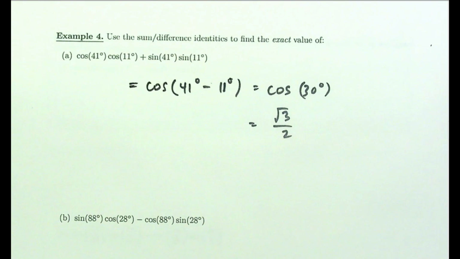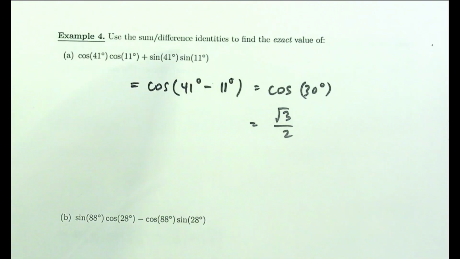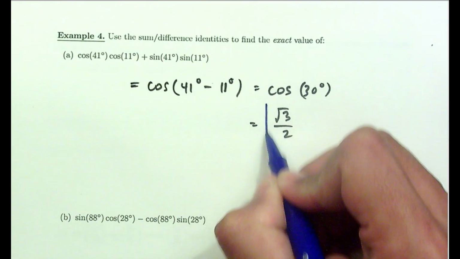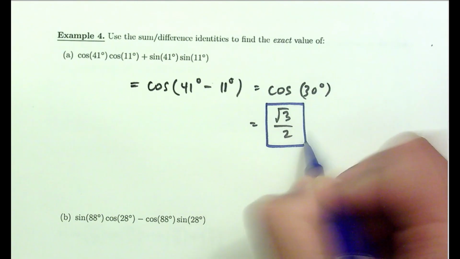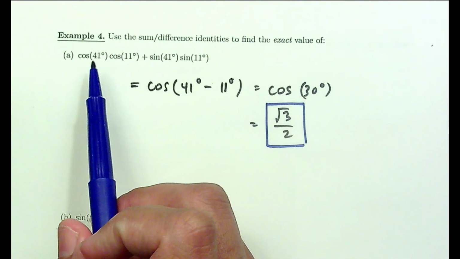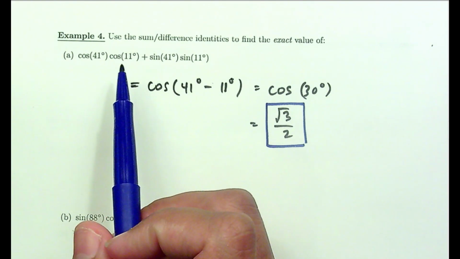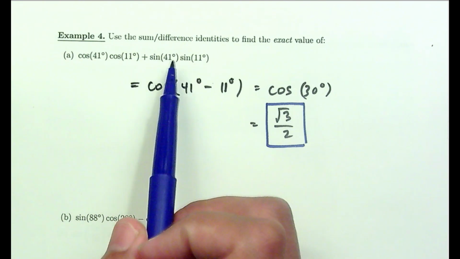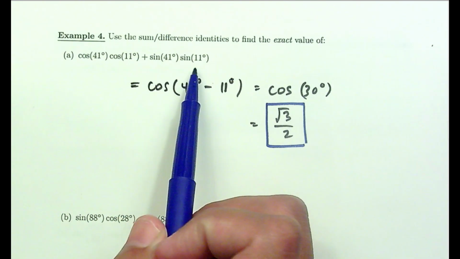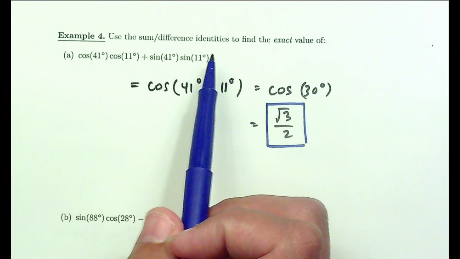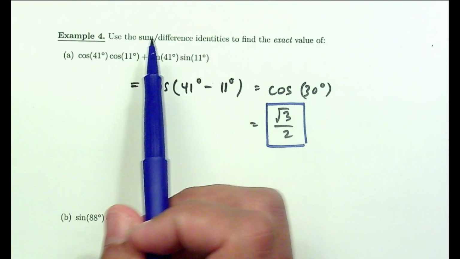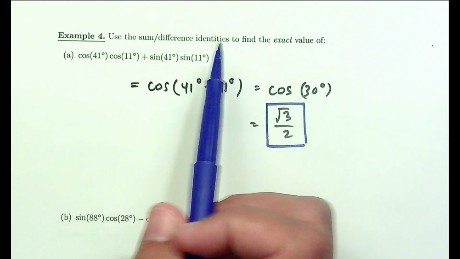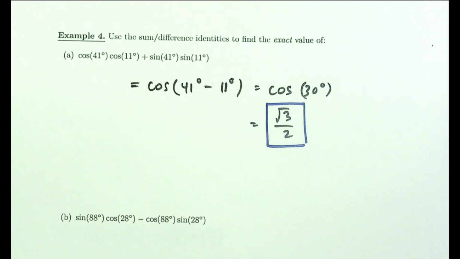You see, we were able to figure out the exact value of that without even knowing what is cosine of 41. I don't know what cosine of 41 is. That's not a special angle. Or knowing cosine of 11, I don't know what that is. Sine of 41, I don't know what that is. Sine of 11, again, I don't know what any of these are because none of these are special angles. But still, using the sum and difference identities, we were able to figure out the exact value nonetheless. So that's one utility of these formulas.